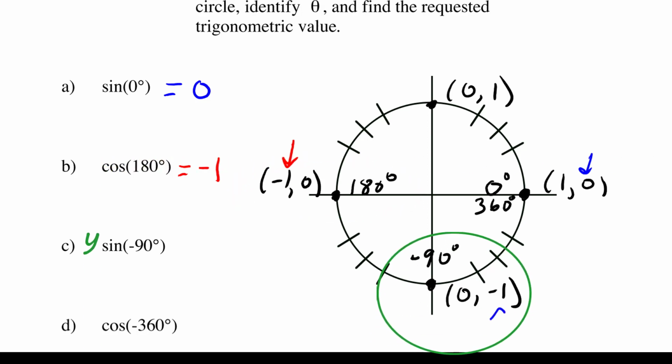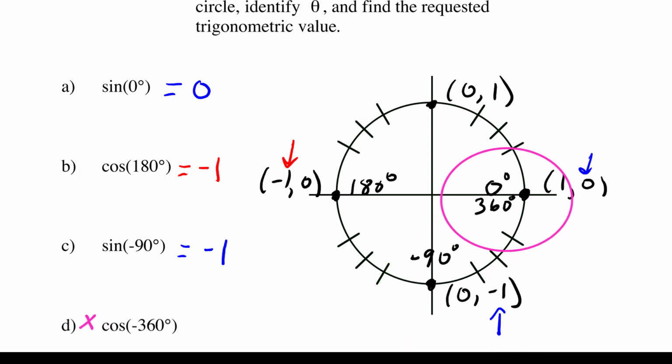And the sine of -90 degrees, that's the y value at -90, that's -1. And the cosine of -360 degrees is the x value at 0, or at -360, same location, they're coterminal. It is +1, or just 1.